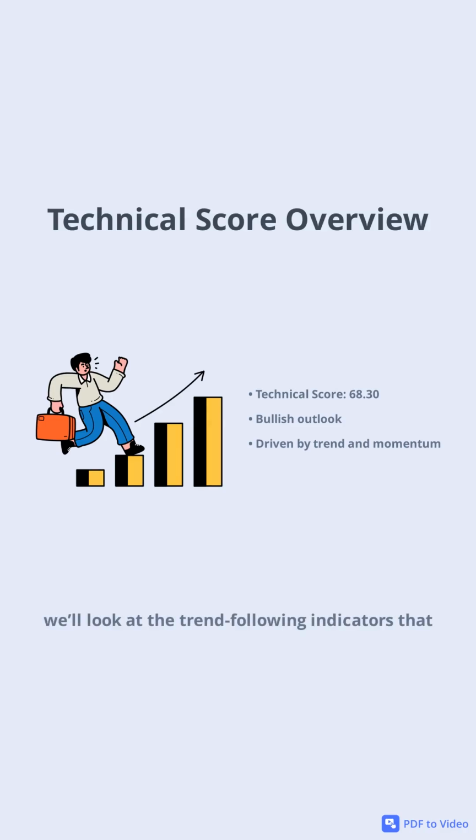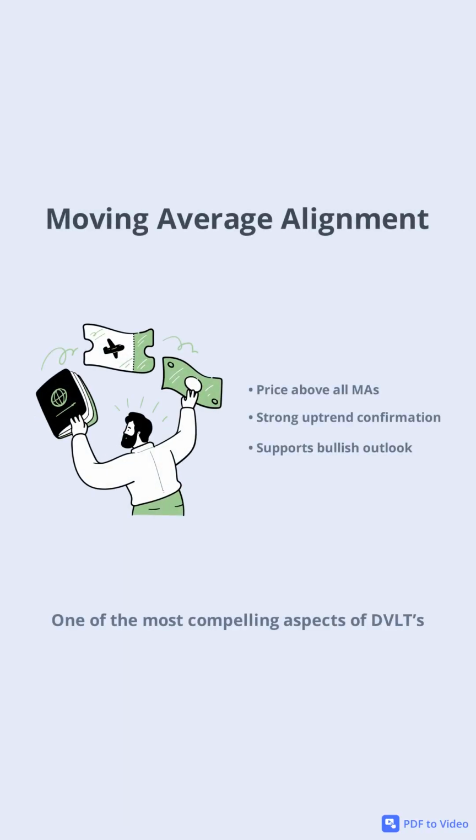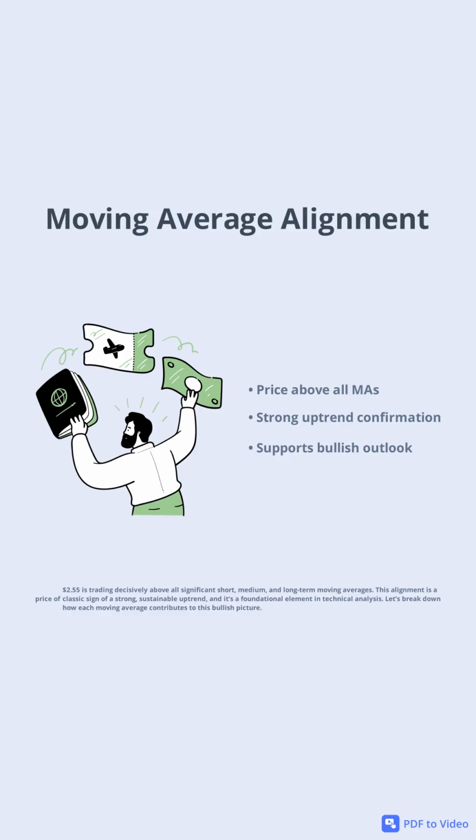Next, we'll look at the trend-following indicators that provide the foundation for DVLT's technical strength. One of the most compelling aspects of DVLT's technical profile is its alignment with key moving averages. The current price of $2.55 is trading decisively above all significant short, medium, and long-term moving averages. This alignment is a classic sign of a strong, sustainable uptrend, and it's a foundational element in technical analysis. Let's break down how each moving average contributes to this bullish picture.